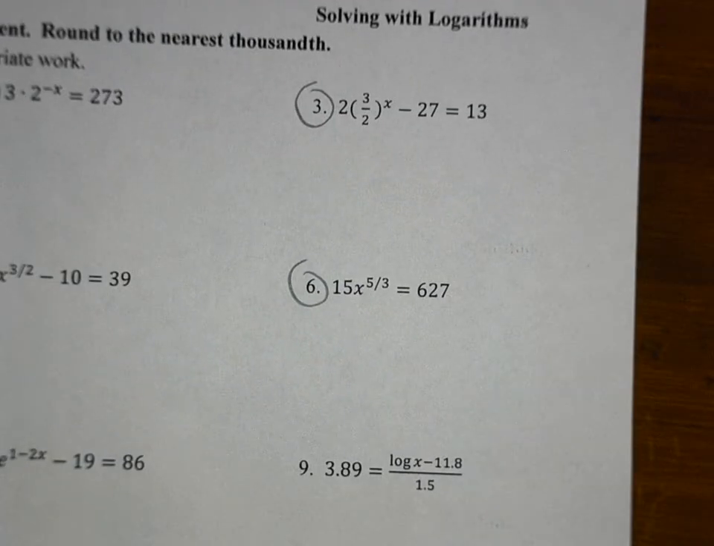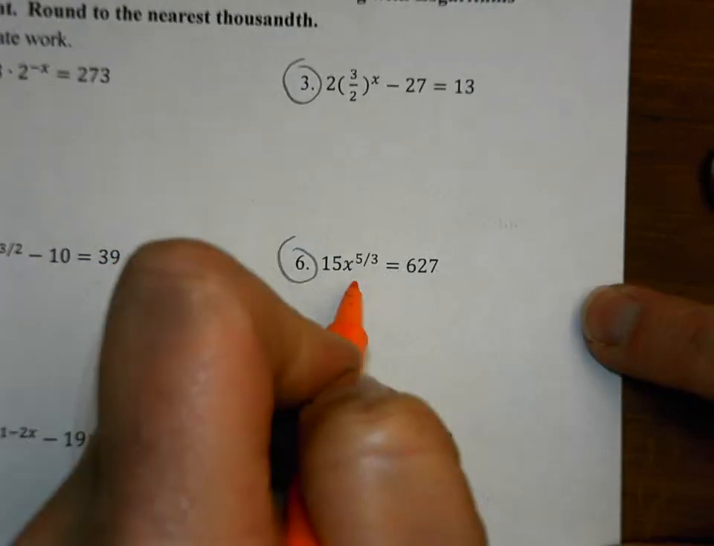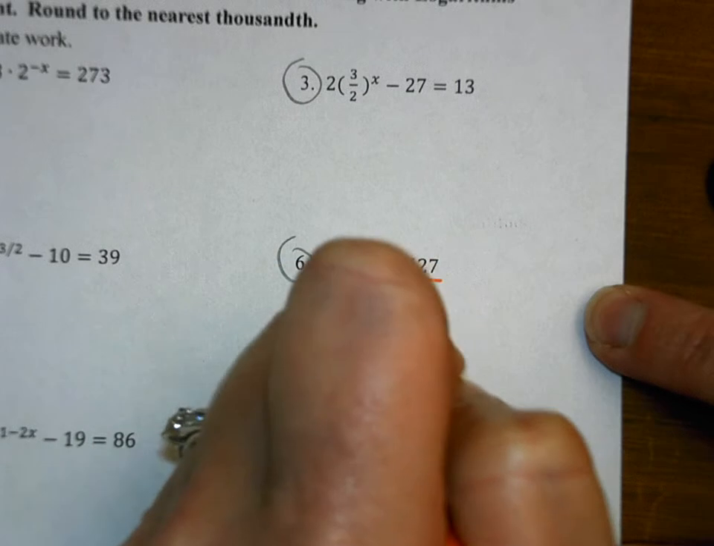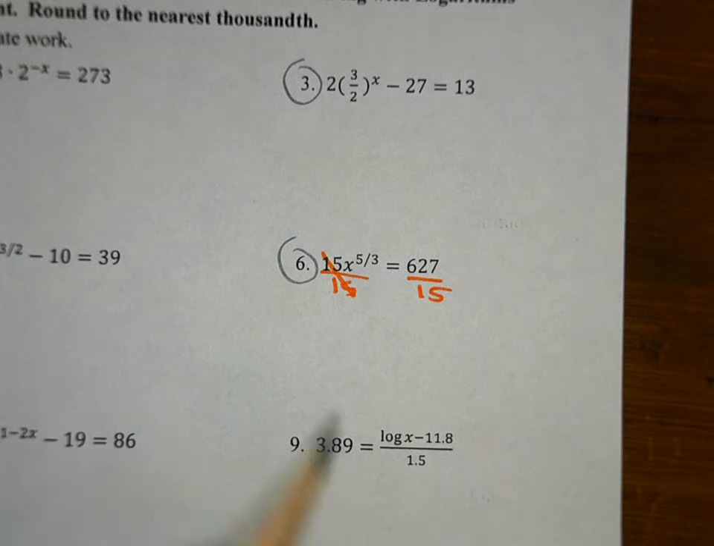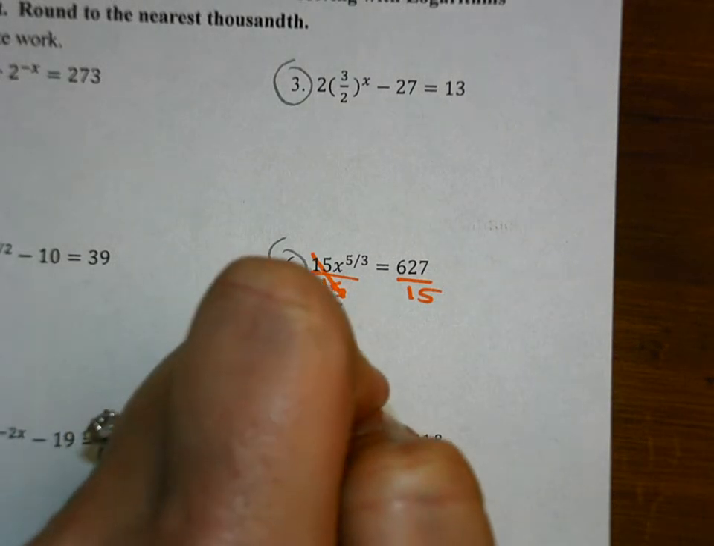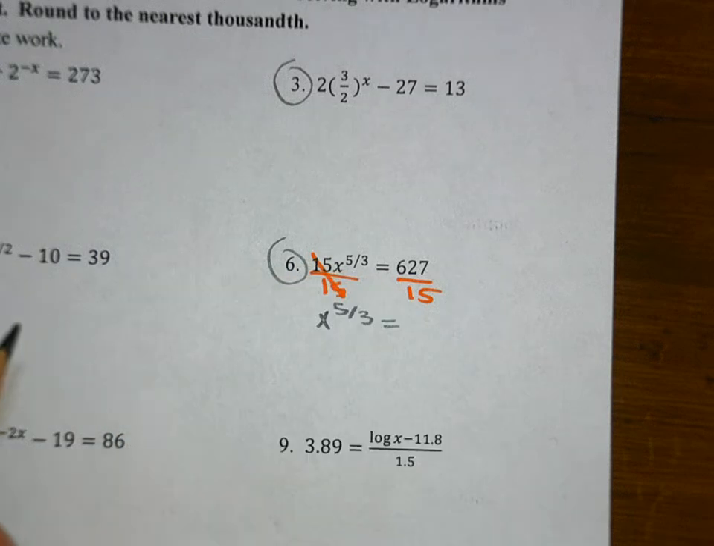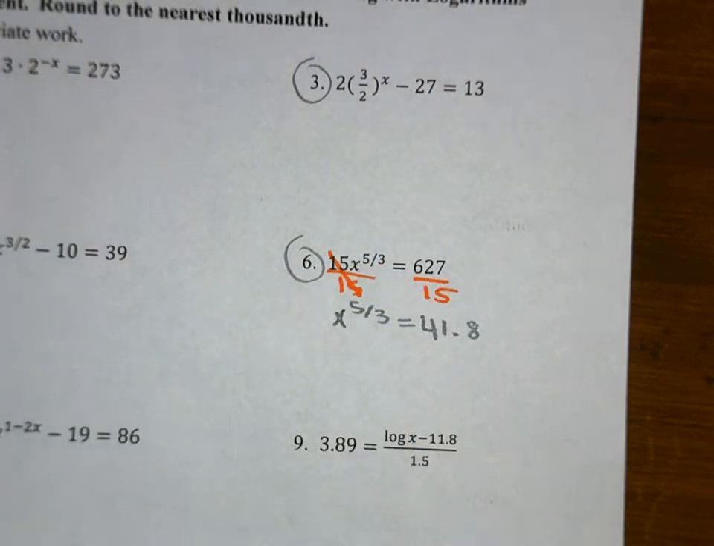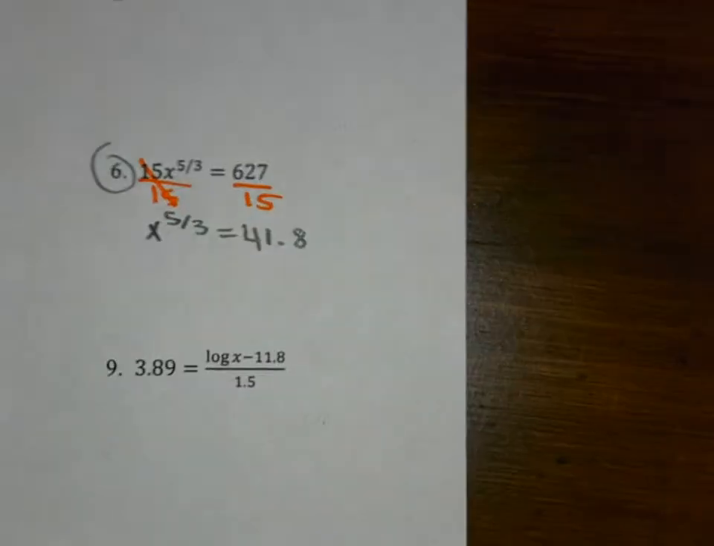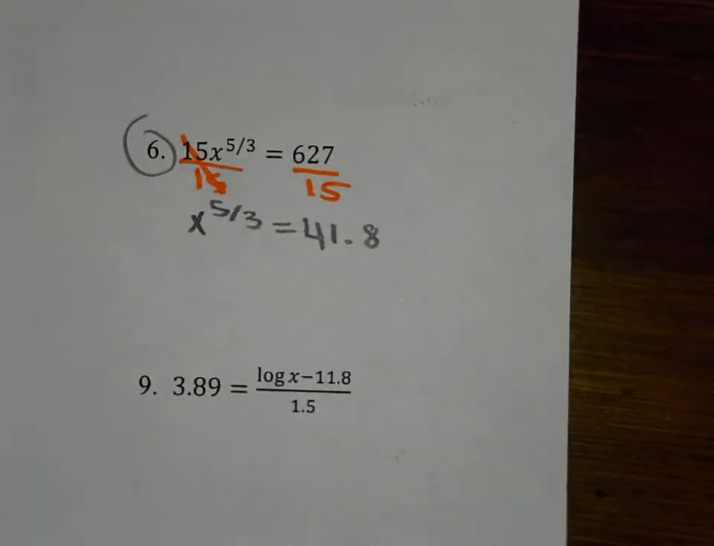Our goal here is to isolate the x. In order to isolate the x, we need to get rid of the 15. So I'm going to divide both sides by 15, and then I get 41.8. And then I'm going to go ahead and write the power there as a radical.